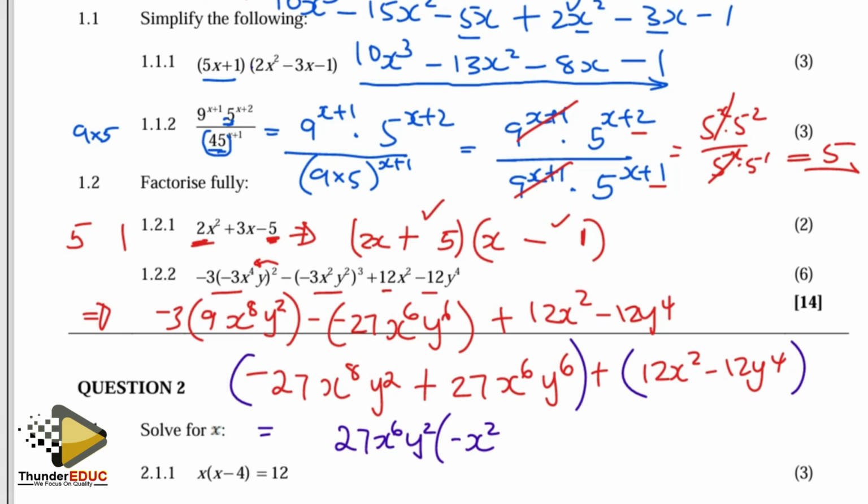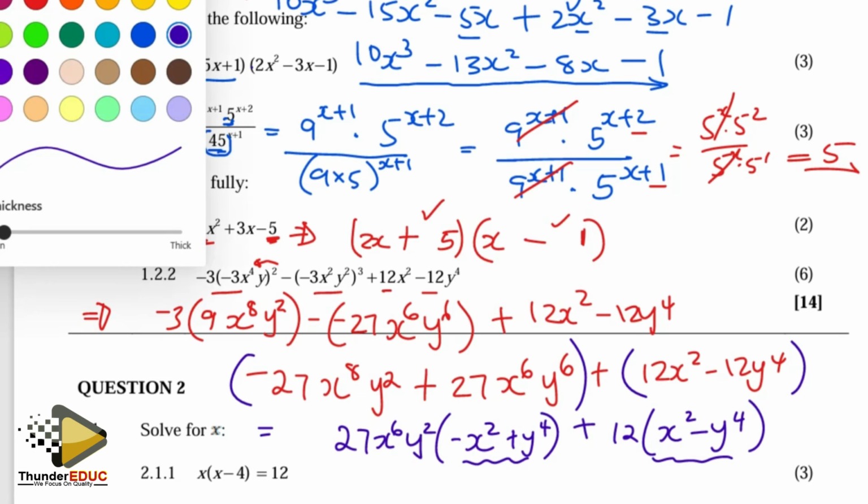Okay. And then here I'll be left with a positive y to the 4. When I look at this, what's common is the 12. I'll be left with x squared minus y to the 4. Now, I can see that there's a bracket that seems to be the same. This bracket here looks more or less the same as that.